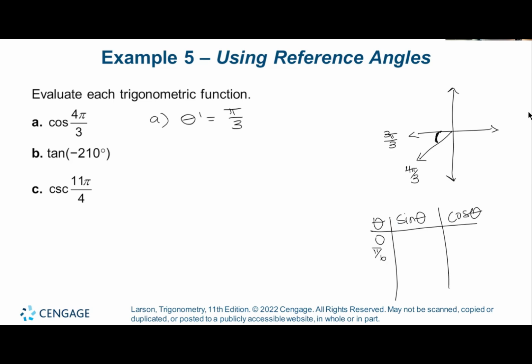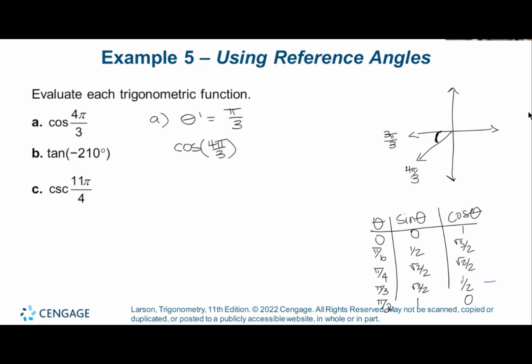So pi over 6, pi over 4, pi over 3, pi over 2. Remember, sine starts at 0 and goes up to 1. So we get 1/2, square root 2 over 2, square root 3 over 2. Square root of 4 over 2 is 1. And these do the opposite. All right. Now, I know the reference angle is pi over 3. I know cosine of pi over 3. Cosine of pi over 3 is 1/2. So cosine of 4 pi over 3 is 1/2.